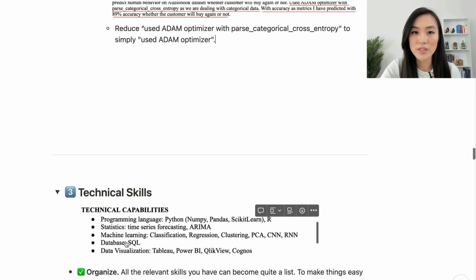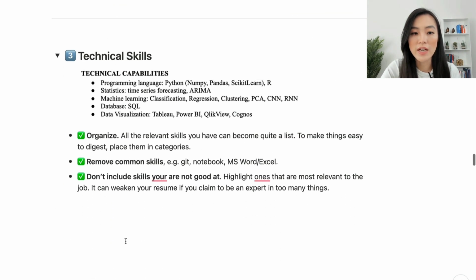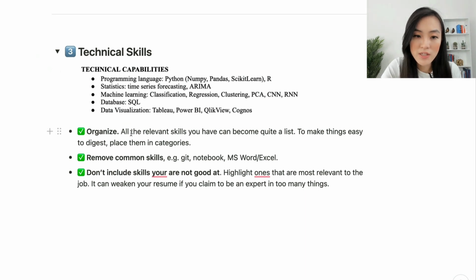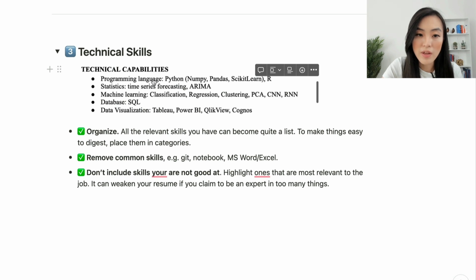Now let's move on to another required section, technical skills. Here's an example of technical skills or technical capabilities. There are three things to keep in mind when you create this section. The first thing is to organize. All the relevant skills you have can become quite a list. We want to make things easy to digest, so we can place them in categories. Here you can see there are 5 categories: programming language, statistics, machine learning, database, data visualization.